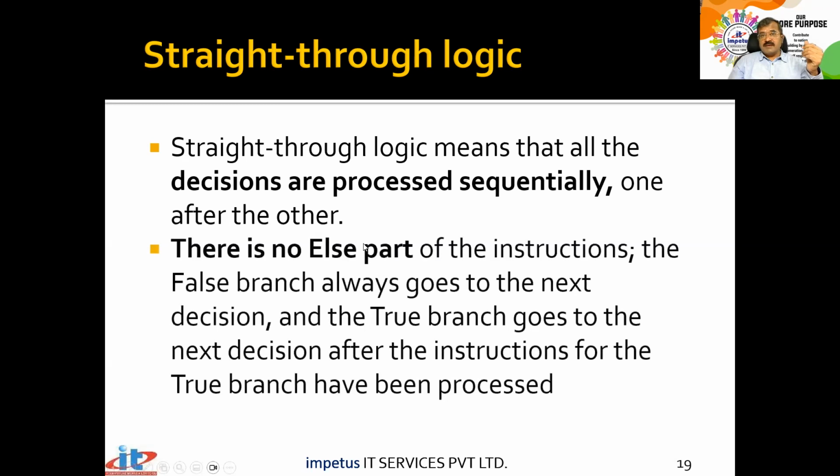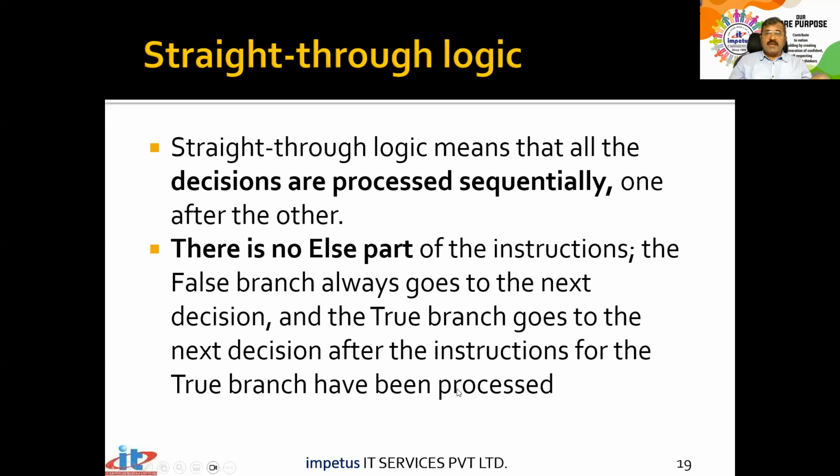So there is no else part. There is only one condition and then go to another condition. The false branch always goes to the next decision. That means if the condition is true, I'll do something, but if the condition is false, there is some other condition that I'm going to check. The true branch goes to the next decision after the instruction for the true branch has been processed.